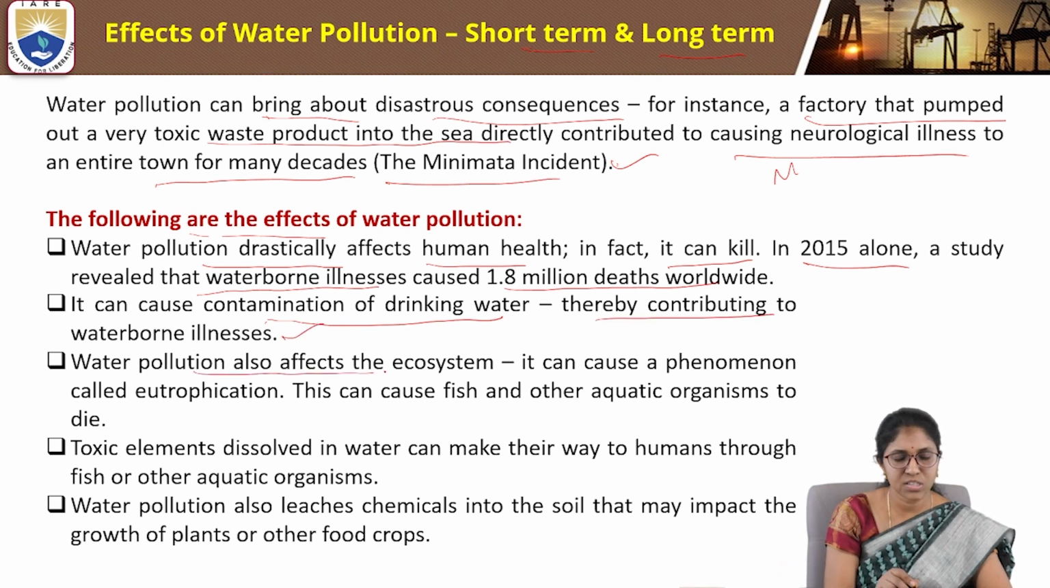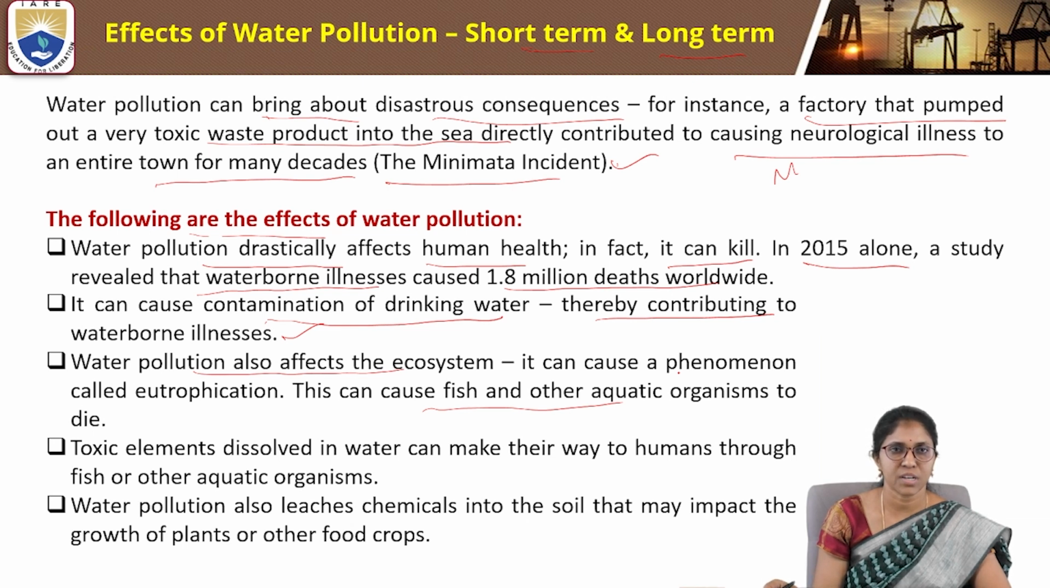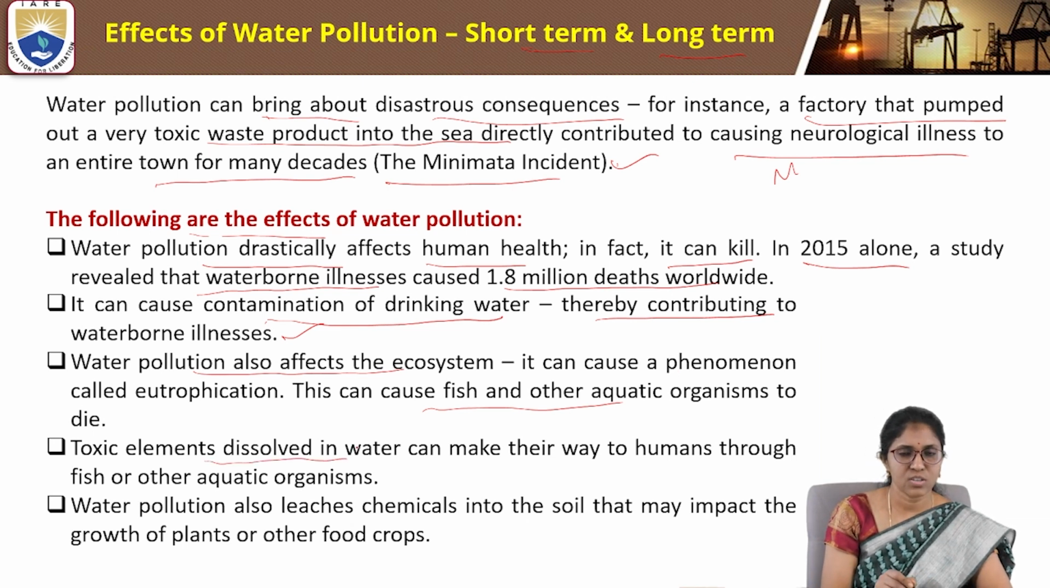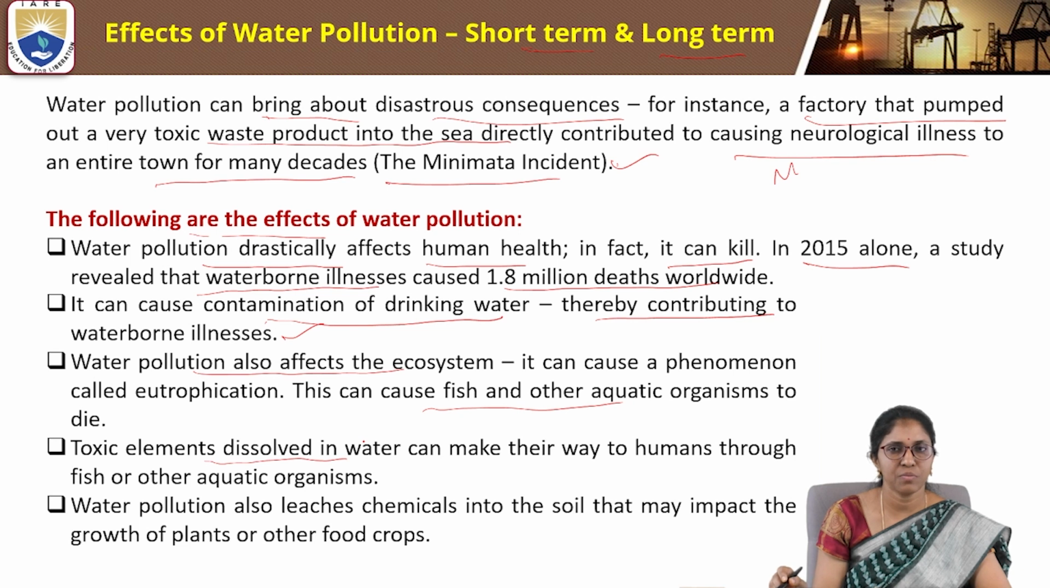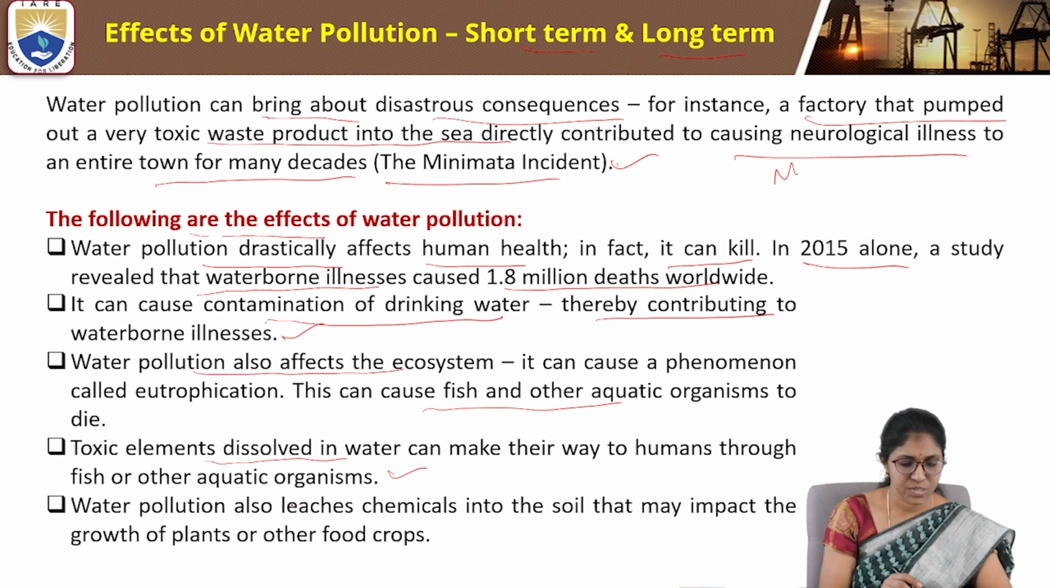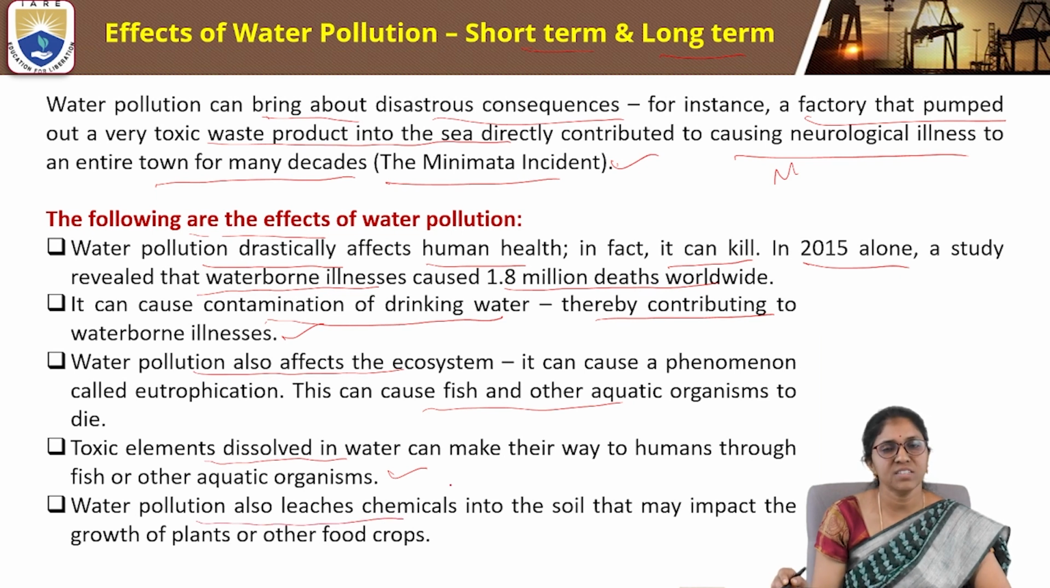Water pollution also affects the ecosystem. It can cause a phenomenon called eutrophication, which can cause fish and other aquatic organisms to die. Toxic elements dissolved in water can make their way to humans through fish or other aquatic organisms. Water pollution also leaches chemicals into the soil that may impact the growth of plants and other food crops.